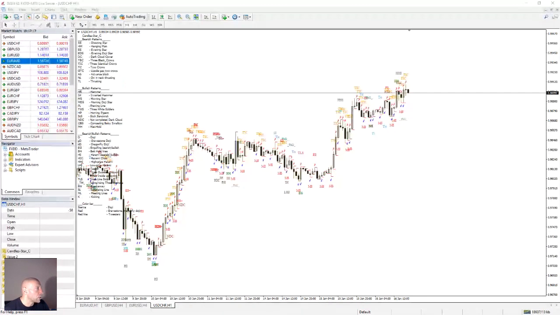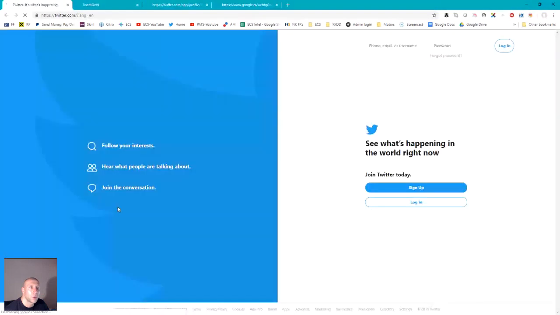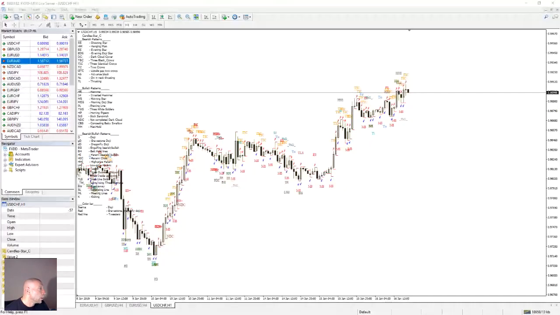Just give me a few seconds. I lost my chart. I will just open it right away. I accidentally clicked on the close. I will just proceed further.